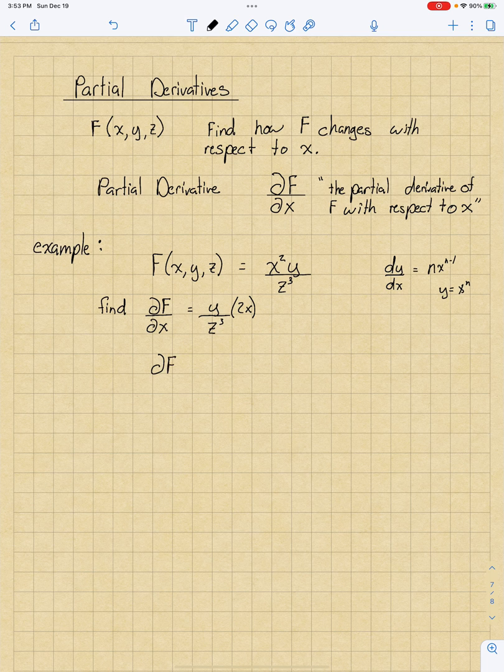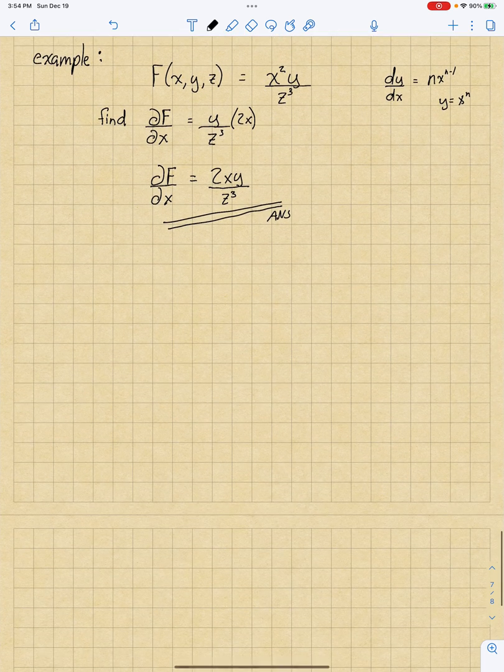The partial derivative of f with respect to x is equal to 2 times x times y divided by z cubed. That's how we do that derivative, and that's the answer for that partial derivative. It's that simple.